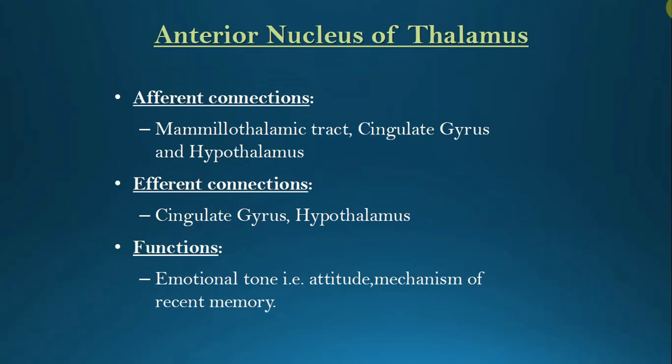Now, the anterior nucleus of the thalamus: the afferent connections are from the mammillothalamic tract, cingulate gyrus, and hypothalamus. Efferent connections go to the cingulate gyrus and hypothalamus. And functions include emotional tone, that is attitude, or the mechanism of formation of recent memory.